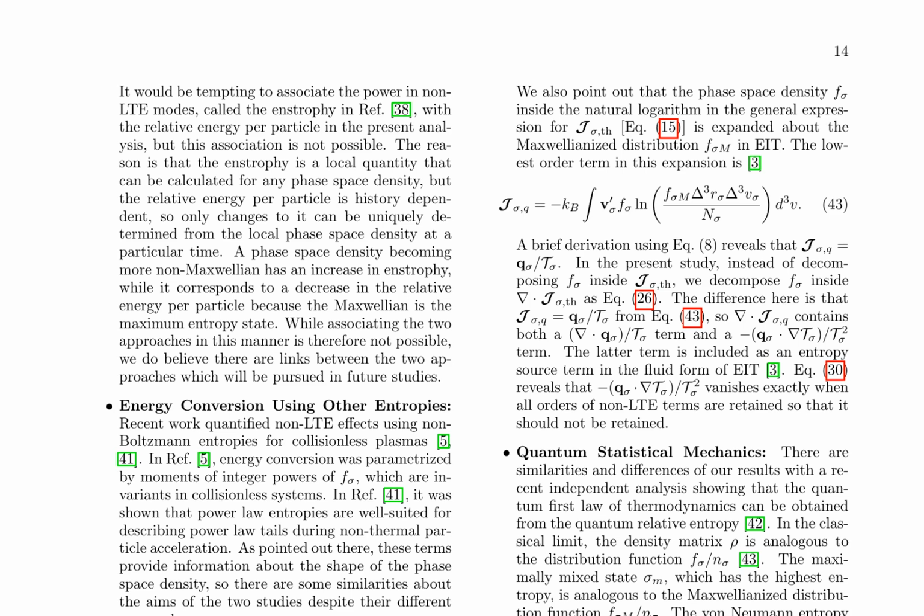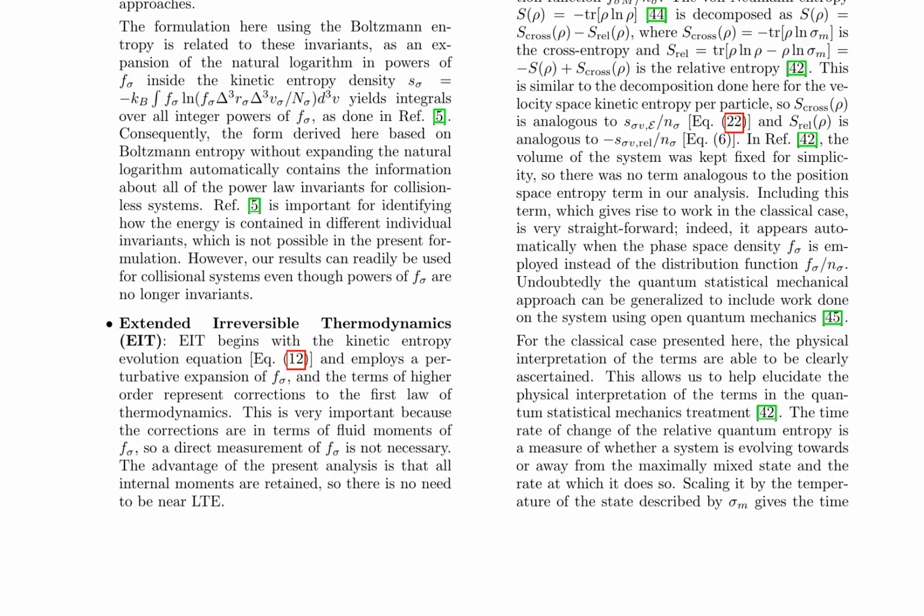The relationship between power in NONTA modes and the relative energy per particle is a complex topic, with limitations in directly associating these quantities. Recent work on non-Boltzmann entropies for collisionless plasmas shares similarities in aims despite different approaches. Extended irreversible thermodynamics, EIT, is used to retain all internal moments, avoiding near-LTE conditions. This approach is also relevant to quantum statistical mechanics, particularly in the context of the quantum first law of thermodynamics and the decomposition of the von Neumann entropy. Understanding the physical interpretations of various terms is crucial in both classical and quantum frameworks.